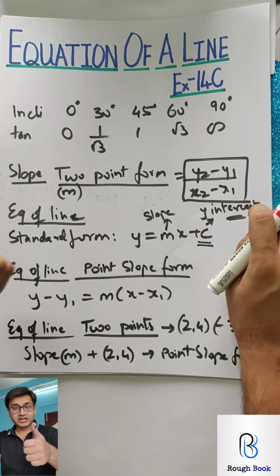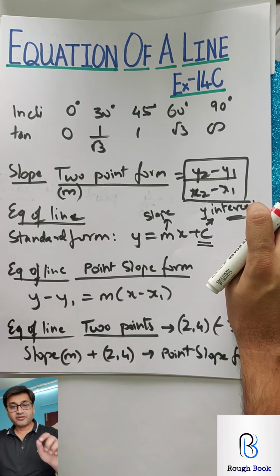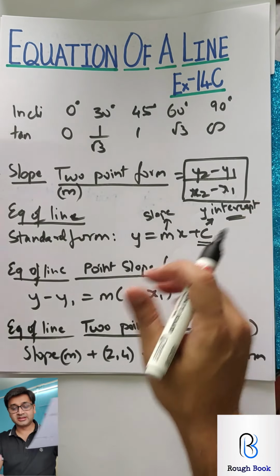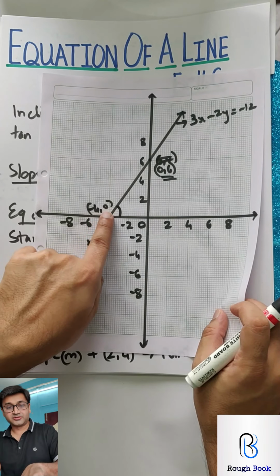Are you getting it? So if they tell you x-intercept, let's say x-intercept is 4, or in this case x-intercept is minus 4, what is the point? Point is minus 4, 0.